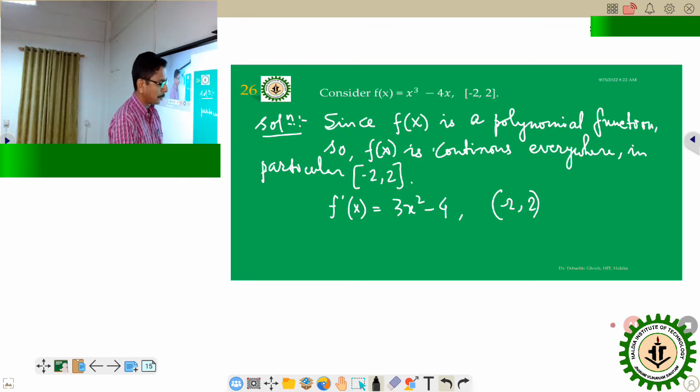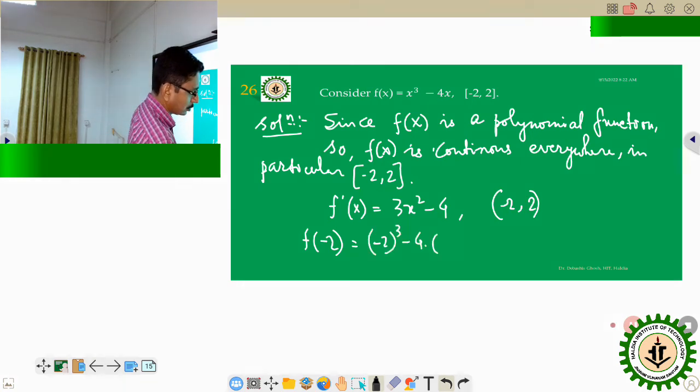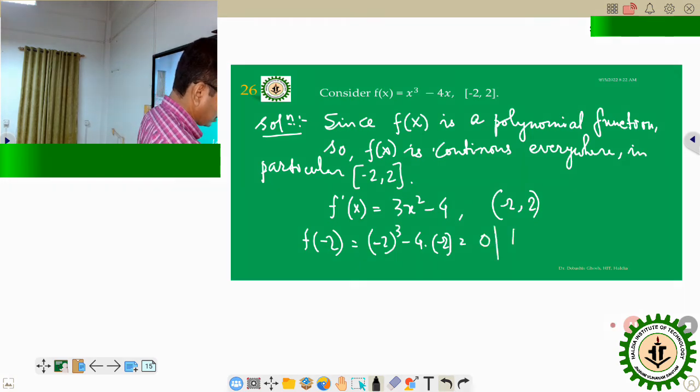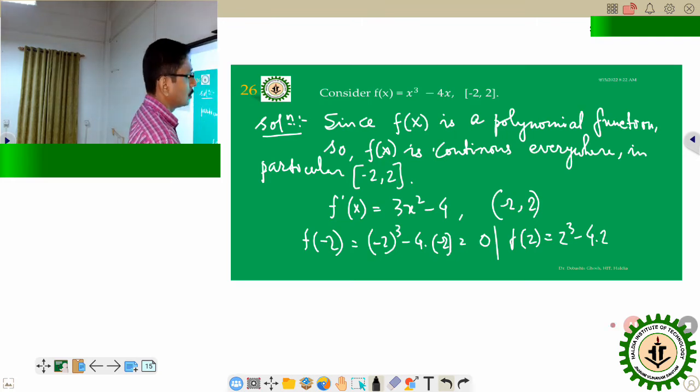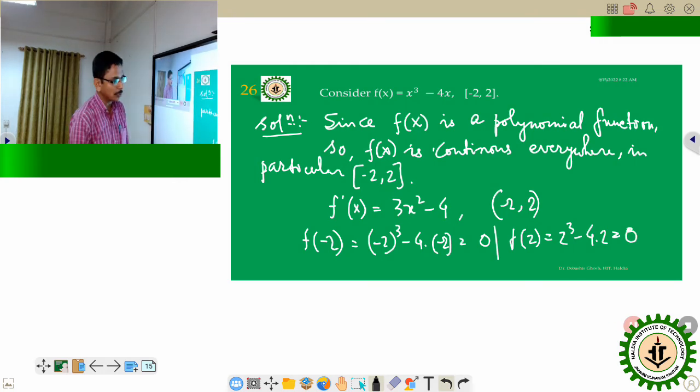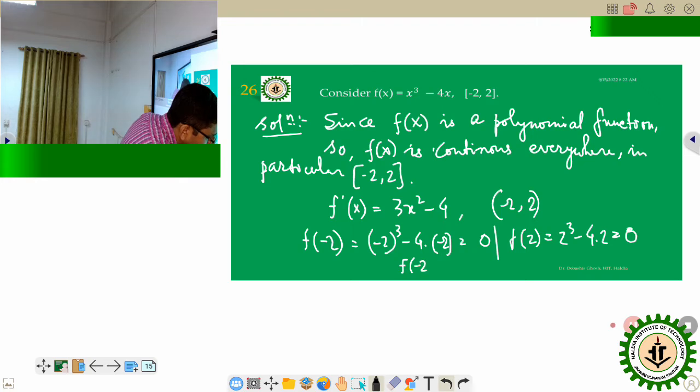And then at the terminal values, f of minus 2 is minus 2 cube minus 4 into minus 2, which comes to minus 8 plus 8, and that is 0. Whereas f of 2 is 2 cube minus 4 into 2, so that comes to 8 minus 8, which is also 0. So we are getting f of minus 2 equals f of 2. So it's satisfying all the criteria for Rolle's theorem.